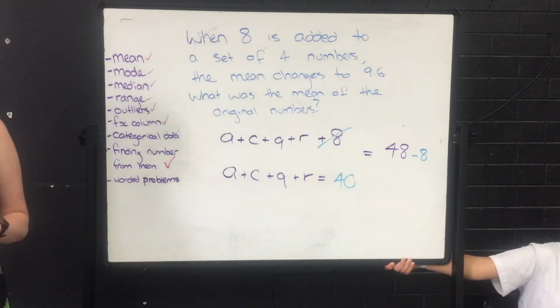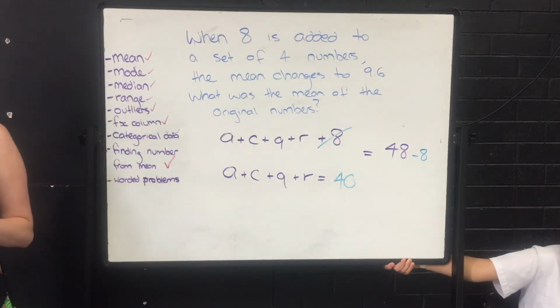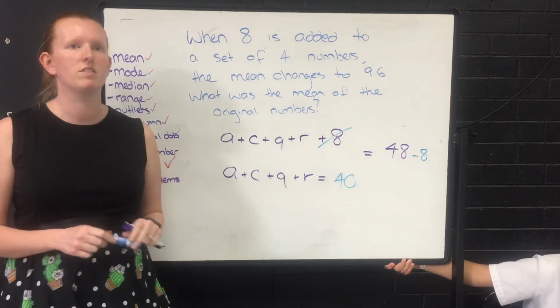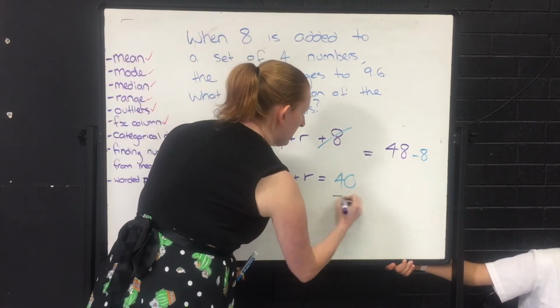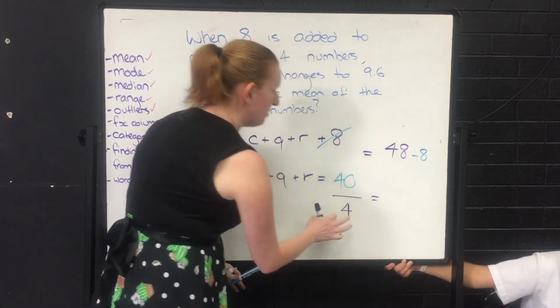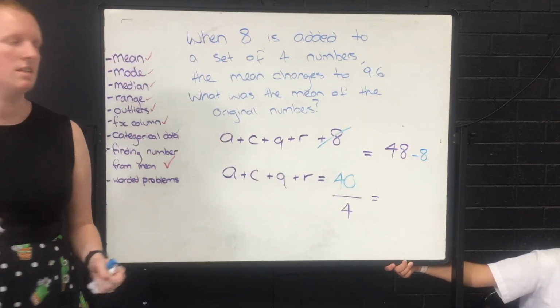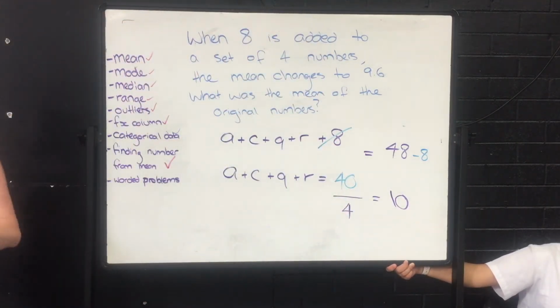All right. So how many numbers are left if I've taken 8 away? How many mystery numbers do I have? 4. So to calculate the mean, I go the total divided by how many numbers there are. How many 4s go into 40? 10. So my new mean is 10. There we go, that's our worded problem done.